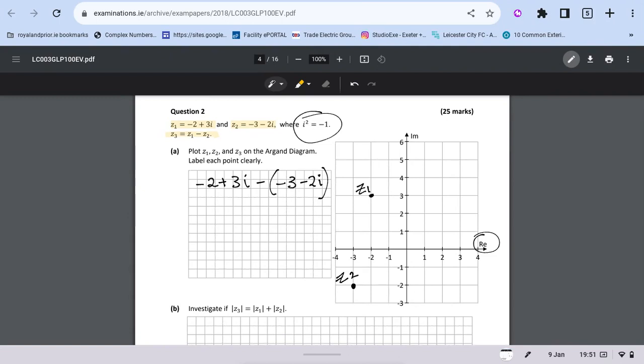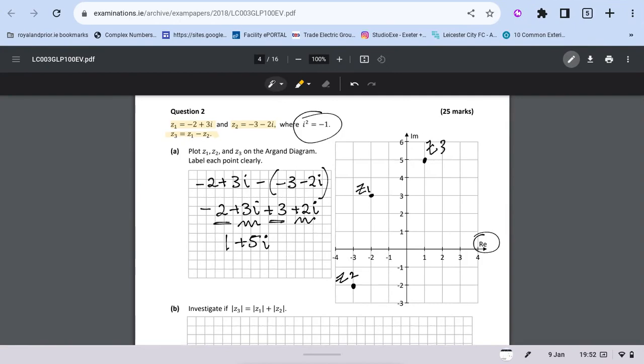Multiply out these brackets. That's like multiplying by minus 1. So minus 2 plus 3i. Minus and a minus makes it plus 3 plus 2i. And now add up my real bits and my imaginary bits. And then plot it. So 1 across, 5i up, dot, and then label.